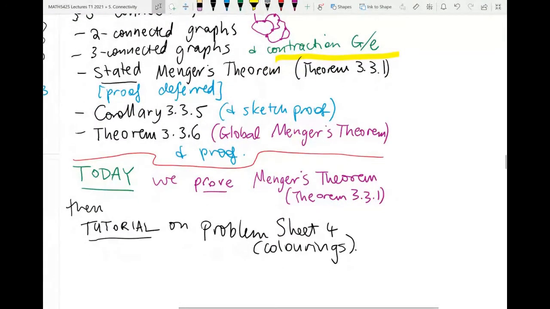We stated Menger's theorem, theorem 3.1, which is a min-max theorem, and we deferred the proof until today. And then we saw a corollary, which is about a particular A and B, and we saw the global Menger's theorem, and we proved that one properly, but we only sketched the approach of the proof for the corollary. And that brings us to today, when we will give the proof of Menger's theorem, and then we'll have a tutorial on colorings.